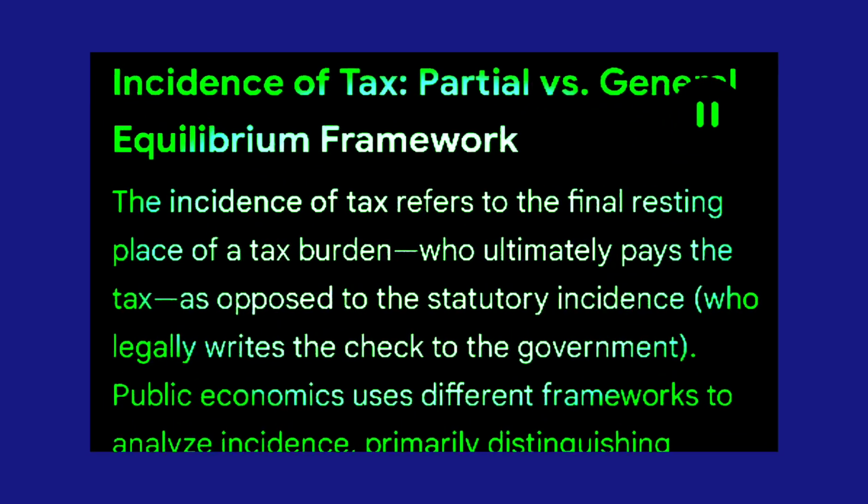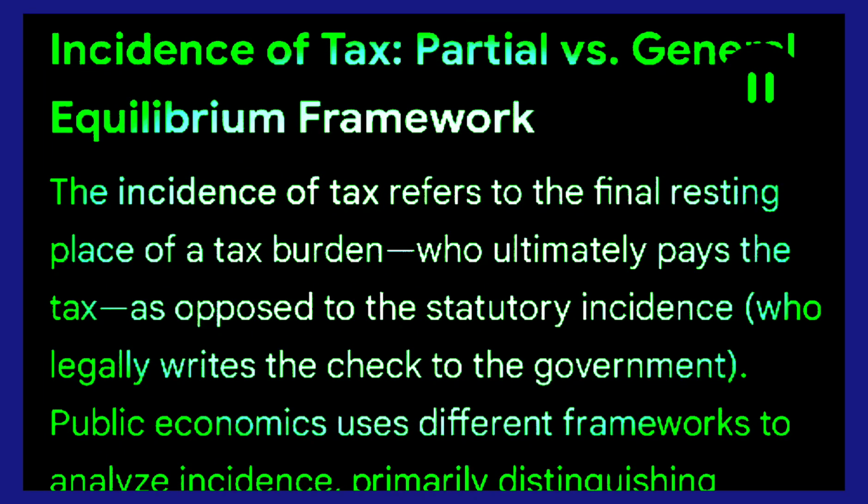Incidence of tax, partial versus general equilibrium framework. The incidence of tax refers to the final resting place of a tax burden, who ultimately pays the tax, as opposed to the statutory incidence, who legally writes the check to the government. Public economics uses different frameworks to analyze incidence, primarily distinguishing between the narrow focus of partial equilibrium (PE) and the broad interconnectedness of general equilibrium (GE).